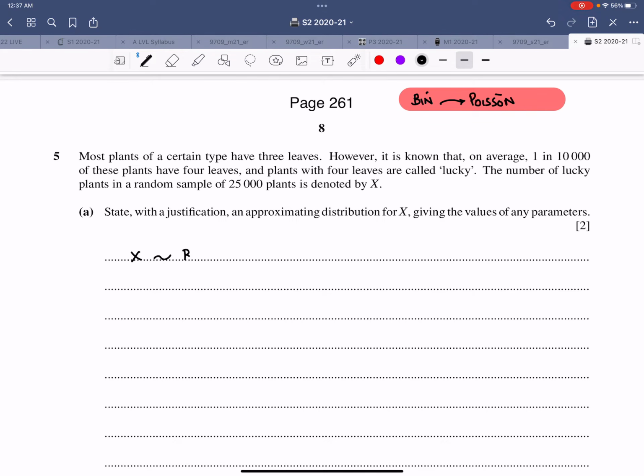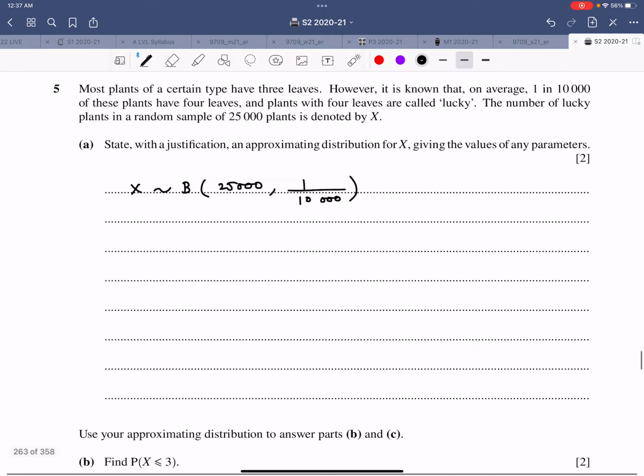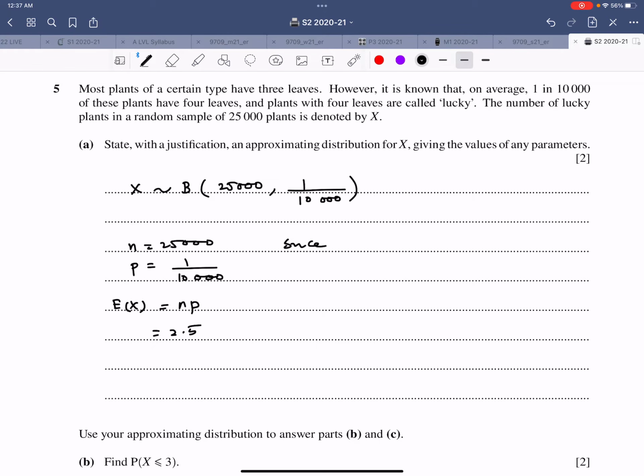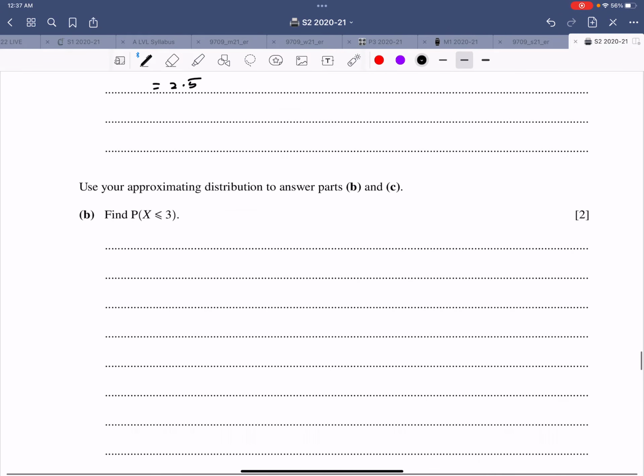X follows a binomial distribution, 25,000 is n, and the other parameter is 1 over 10,000. So n is 25,000, p is 1 over 10,000. np is the expectation, and that boils down to 2.5. Justification: since n is greater than or equal to 50 and np is less than 5, therefore X follows a Poisson distribution with 2.5. That's the first thing. That's the parameter, that is lambda. Use your approximating distribution to answer parts B and C.